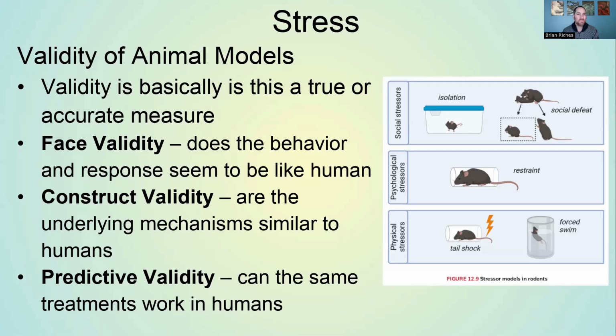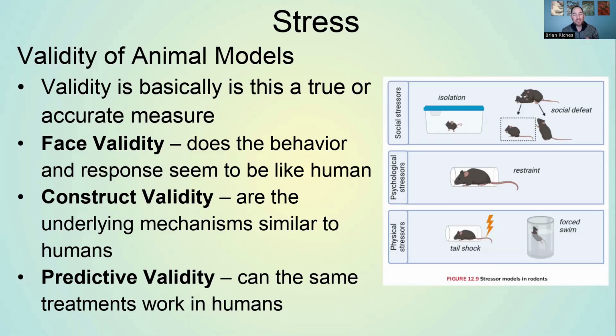And so validity is basically the idea of are you getting a true or accurate measure? So if what we call stress in a rat, is that actually stress in a human? That's what validity is. Is it actually the thing? Are we getting an accurate measure? Can we translate that to humans? Is it a valid measure? Meaning is it true? Is it accurate?